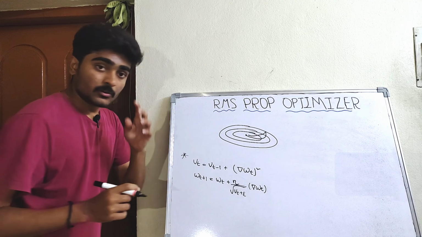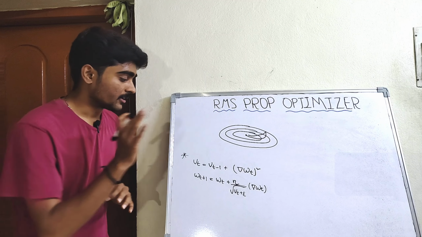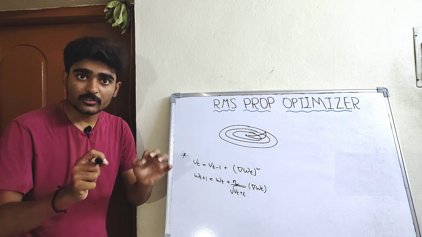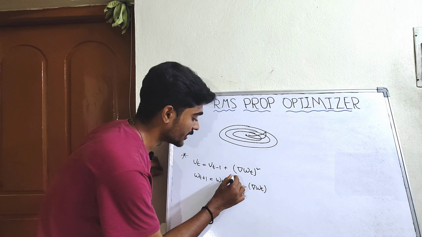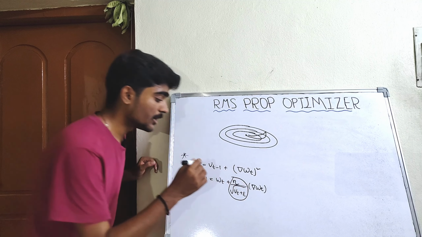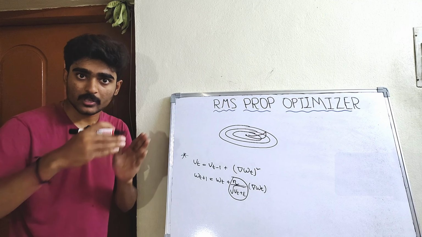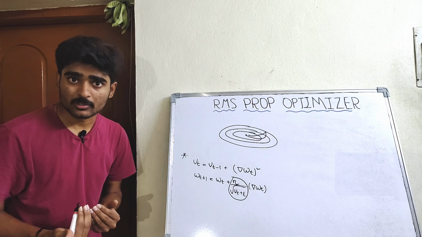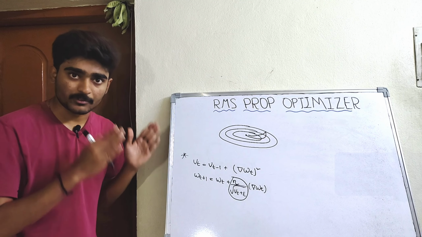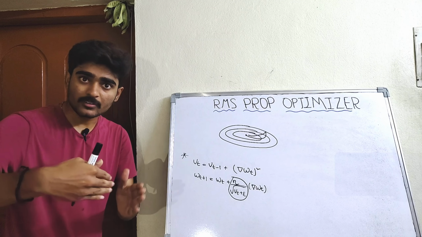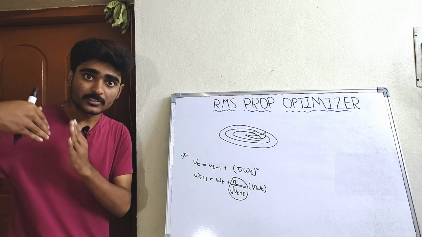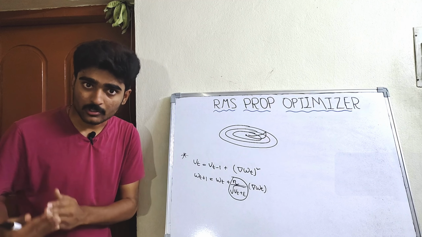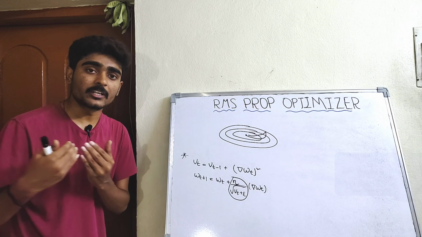Now what is the problem with this formula? The AdaGrad optimizer is unable to reach the global minimum point due to this learning rate. As the number of epochs increases, the learning rate is becoming very much smaller. We have already seen this in the previous video. As the number of epochs increases, this learning rate value is getting very much smaller.